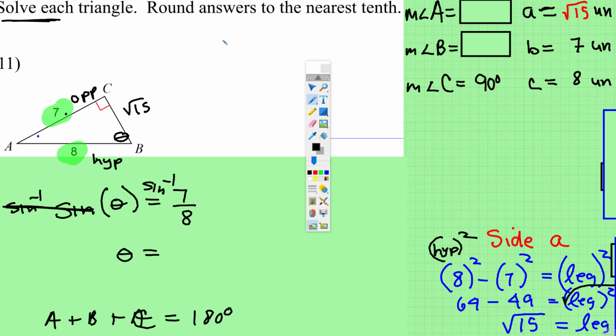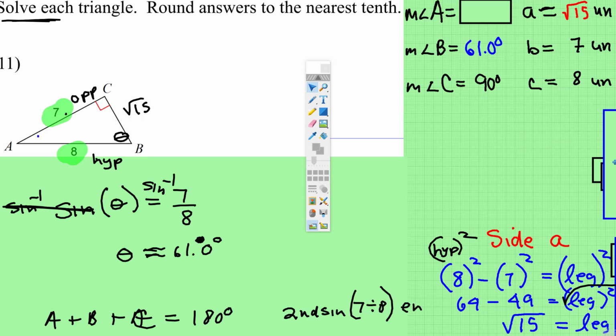And in your calculator, the TI-30 calculator, you're going to type second sine 7 divide 8, and then enter. And then I'm going to go ahead and do that now. So second sine 7 divide 8, close parentheses, enter. And we have about 61 degrees. It says round to the nearest tenth, so I'll go ahead and put that 61.0. Well now, so that is angle B. So angle B is 61 degrees.